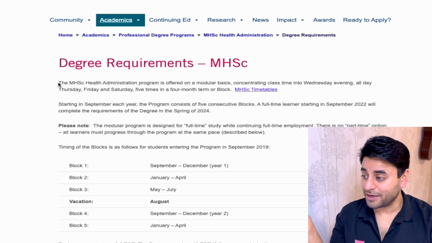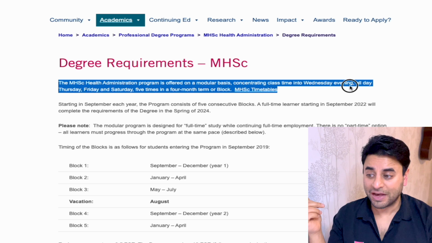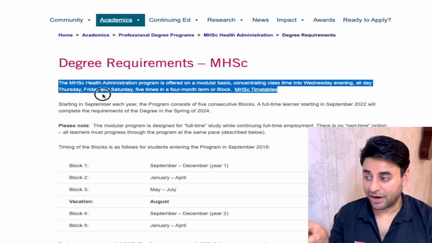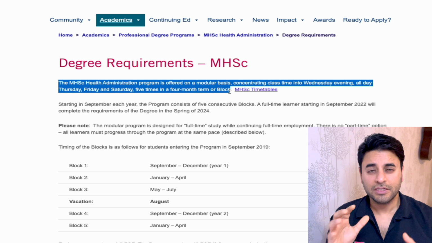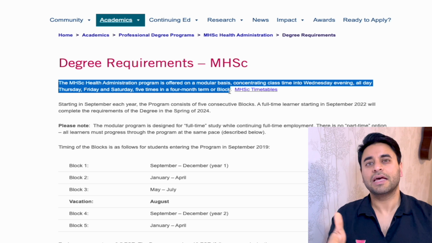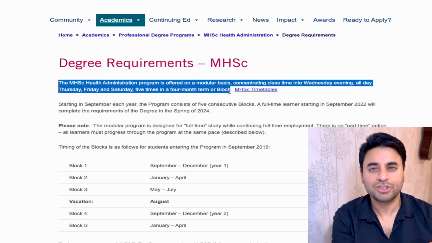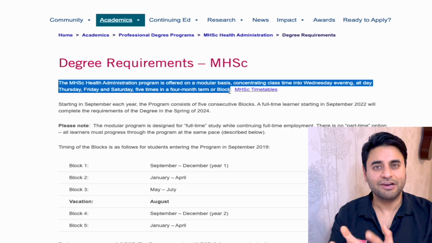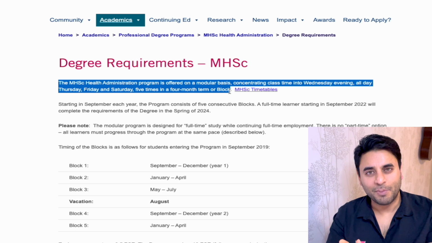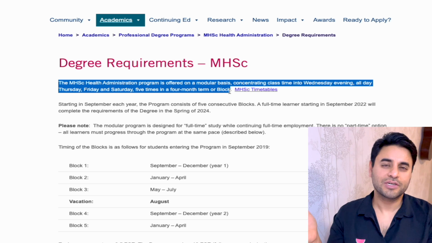And another piece of information here is the MHSc Health Administration program is offered on a modular basis, concentrating class time into Wednesday evening, all day Thursday, Friday, Saturday, 5 times in a 4-month term or block. So this is good for somebody who is already into their job. There are many people, for example, when I was an administrator, I wanted to upgrade my education so that I can apply for higher jobs. In that case, it's more convenient for me if I can give enough time to my work as well as to school.